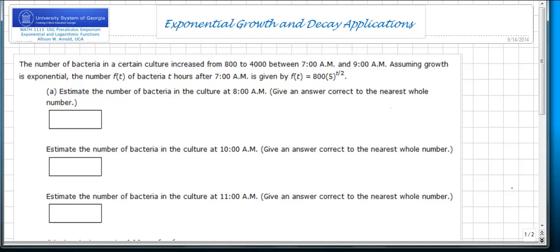Okay, a couple of things I'd like to point out. T hours after 7 a.m. would mean that our time marker 7 a.m. corresponds to t equals 0. Also, we began with 800 bacteria, so that's your initial amount.